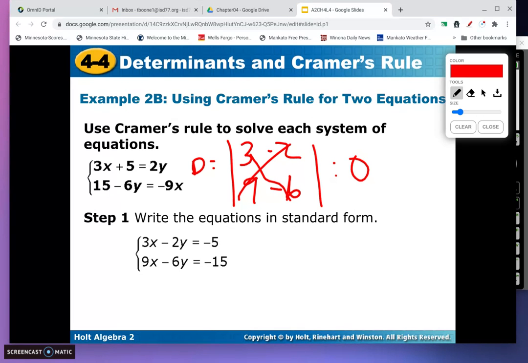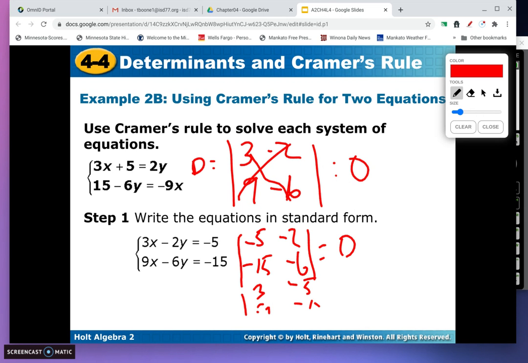In other words, when I'm doing the x, remember, what we do is we put the negative 5 and the negative 15 in for the x coordinates, and then we keep the negative 2 and negative 6. So there we get 30 minus 30. That's going to be 0. Okay, so yeah, what's happening? Well, let's check the other one. Let's do the one with the y. Let's put the 3 and the 9, and put the negative 5 and the negative 15. And in this case, we're going to get negative 45 minus negative 45. That's going to be 0.